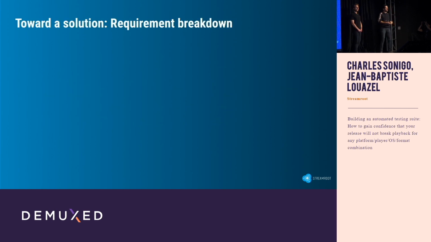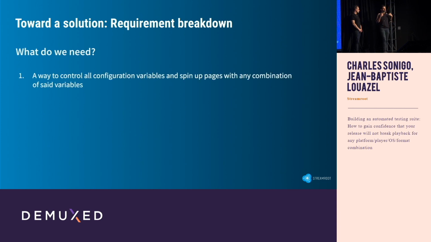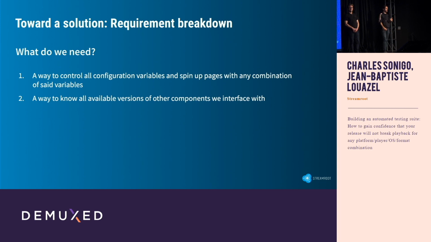Okay, now we have a pretty good vision of all of the problems we're going to need to tackle, but we are here to give you solutions, not just these problems. So let me break down the capabilities that you're going to need to put in place to tackle all of this. First, we're going to need a way to generate environments where we control all of the configuration variables, especially the static ones. Second, we're going to need a way to know all of the available versions of the other components we're interacting with, and again, be able to spin them up in our controlled environment.